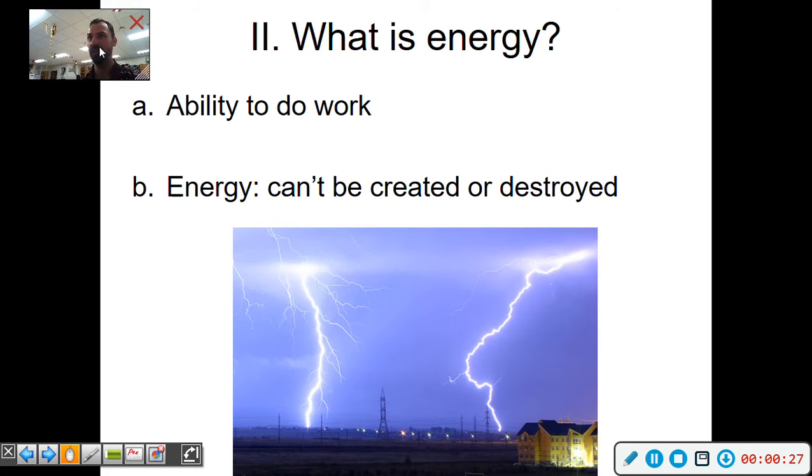Okay, so energy, what is it? It's the ability to do work. So we look at how much work is being done by whatever is being transferred.